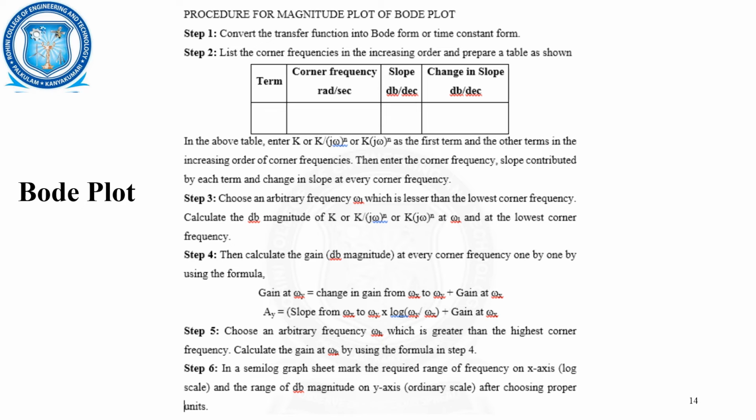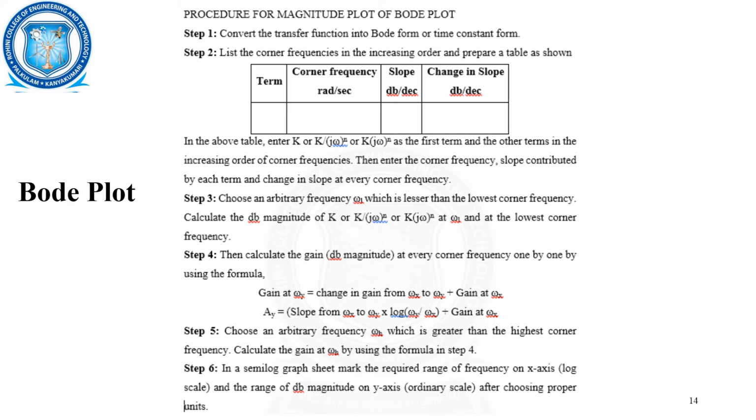Depending upon that, we have to find the corner frequency values for each term, and while writing them in this table, we have to write them in increasing order of frequency value. And next, we have to arbitrarily choose two values of frequencies.